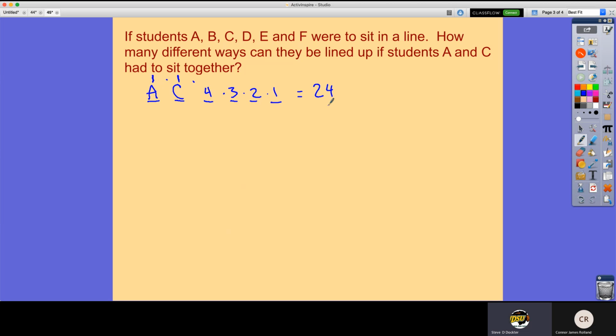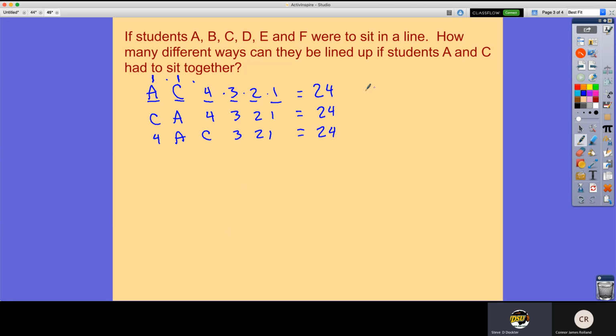Now that is not the only place that they can sit, though, is there? Okay, A and C could just switch spots, couldn't they? They could switch there. And then we've got 4, 3, 2, and 1. So we've got another 24 there. All right, well, if A sits in the second spot, C doesn't have to sit on the left side. They could also sit on the right side, couldn't they? All right, the other 4 kids, it doesn't matter. So this would be 4, 3, 2, and 1. So this would be another 24.